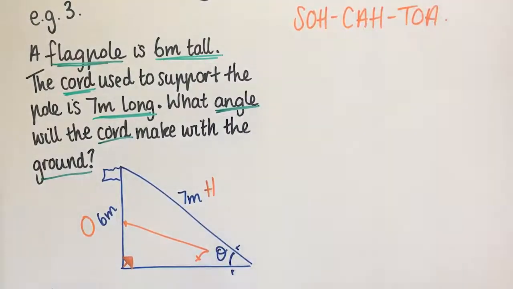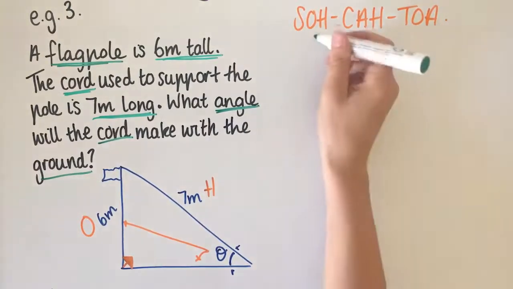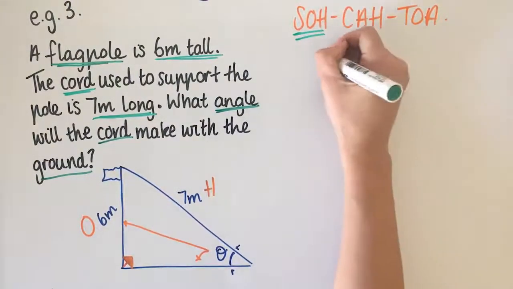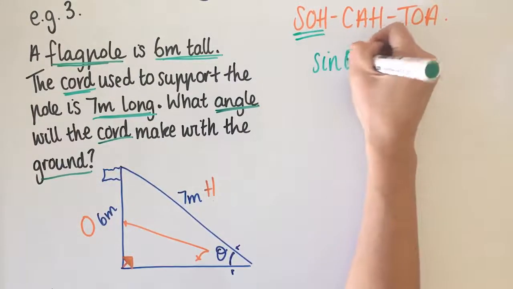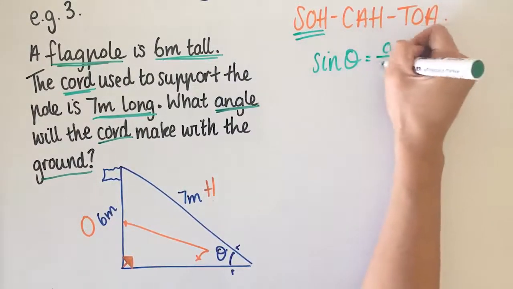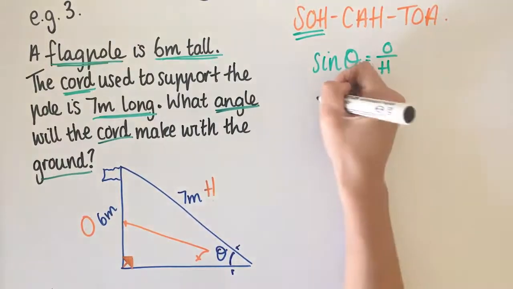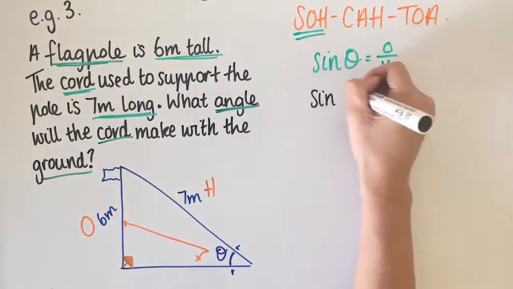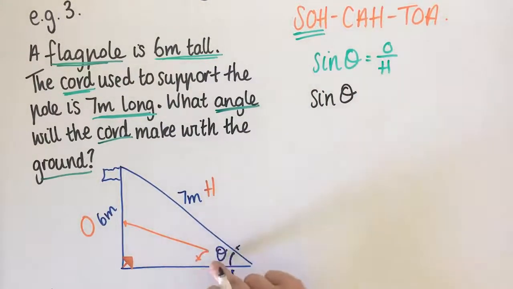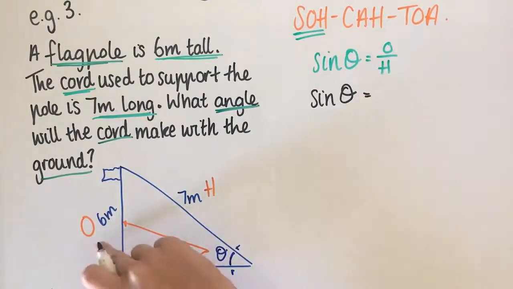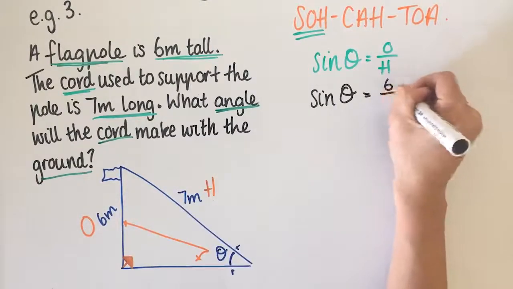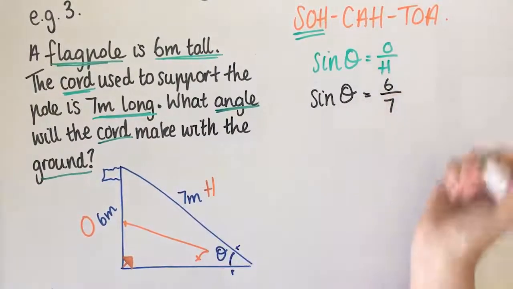I'm going to look at my ratios. I need an O and I need an H. So an O and an H is going to be sine. So I need sine of an angle is opposite over hypotenuse. Now it's time to substitute sine of an angle because we don't know what this angle is yet. The opposite is 6. The hypotenuse is 7.